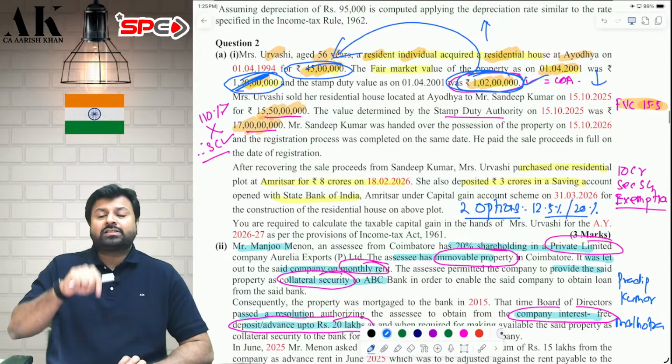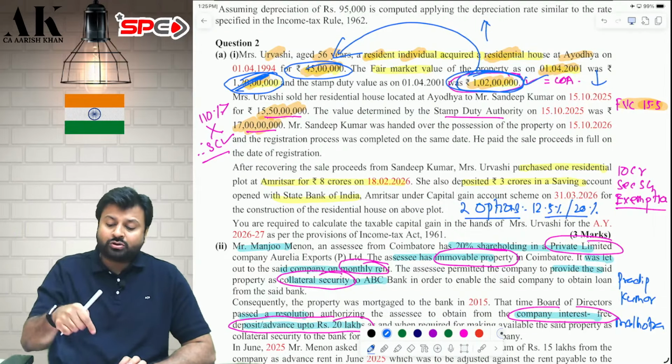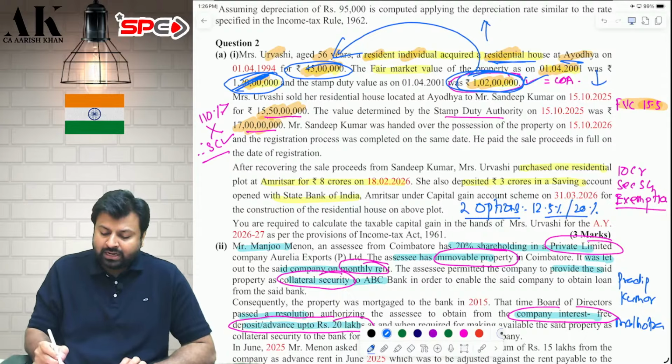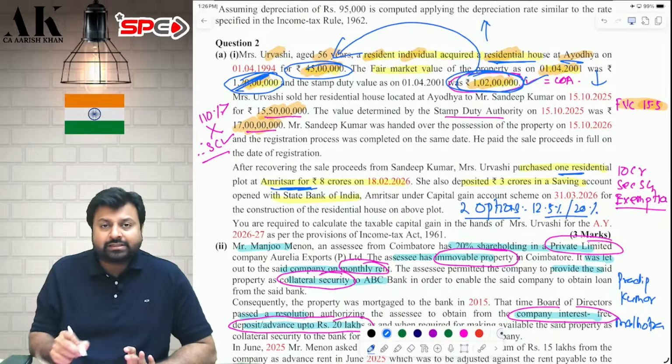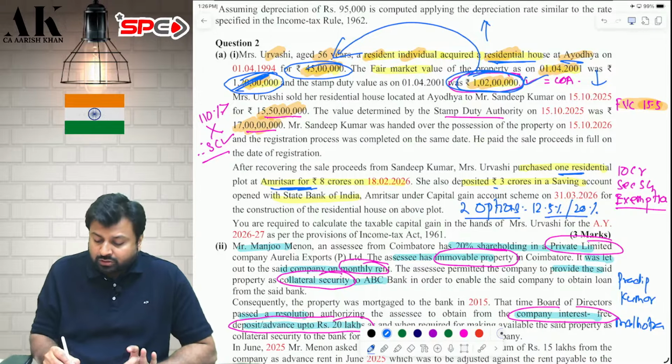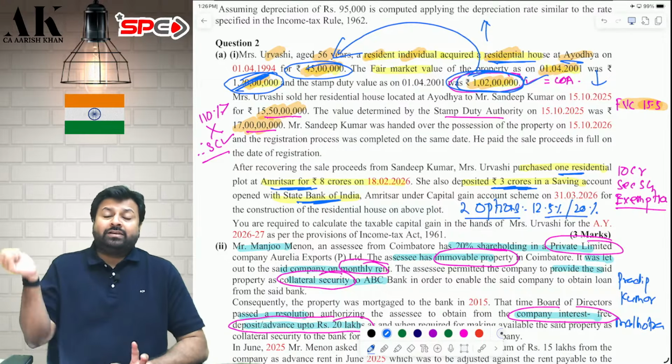Now, to save this long term capital gains on this Ayodhya house, a residential house over here at Ayodhya, you are purchasing another residential plot in Amritsar and you will be constructing a house in the next 1 or 2 years. So you are depositing 3 crores in the capital gain account scheme. So total you are reinvesting 11 crore.